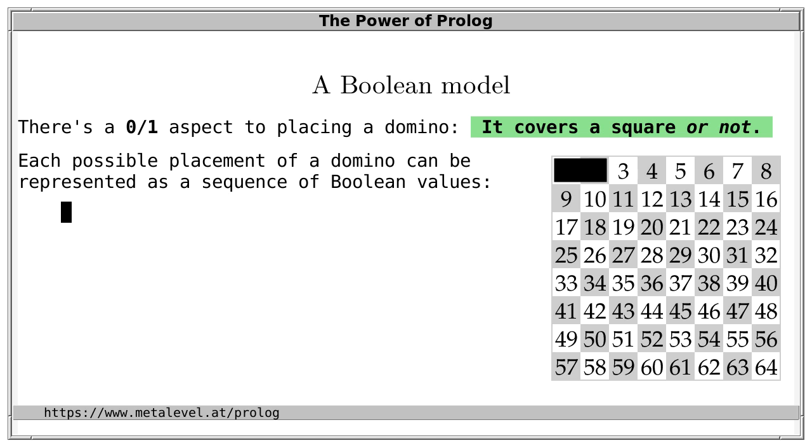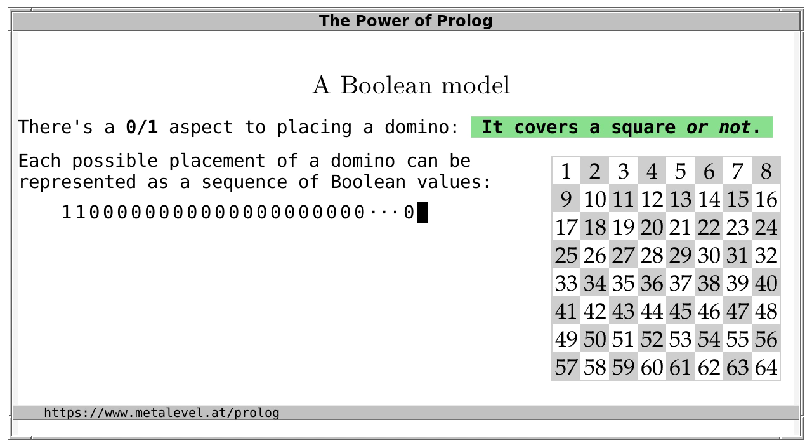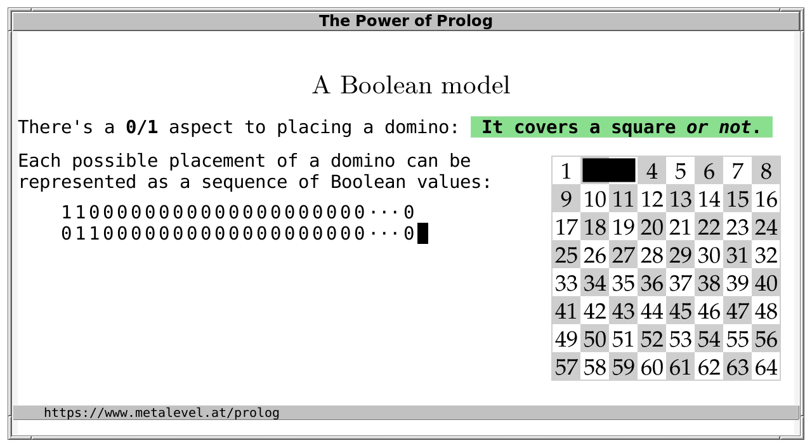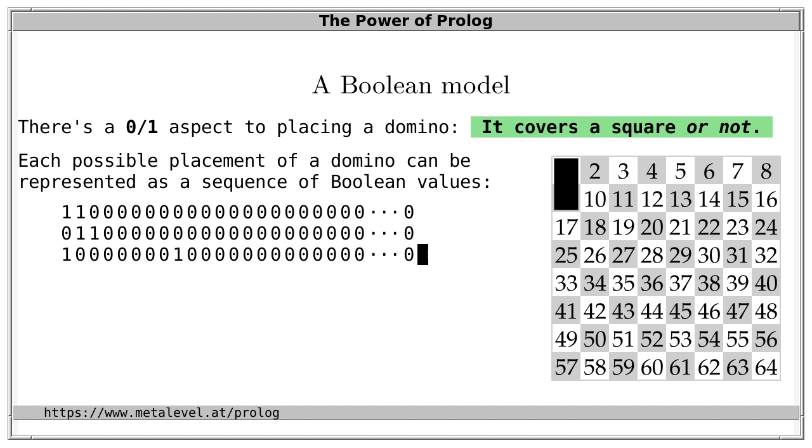For example, suppose we place a domino like this, covering squares 1 and 2. This placement corresponds to the sequence 1 because square 1 is covered, 1 because square 2 is covered, and then 62 zeros, because the remaining squares are not covered, okay? Or as another example, what about this placement? It's the sequence 0, 1, 1, and then all zeros, because it covers only squares 2 and 3. Analogously, this placement is 1, then 7 zeros, 1, and then all zeros.